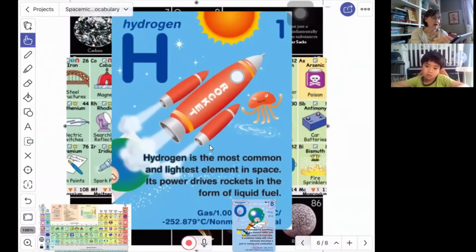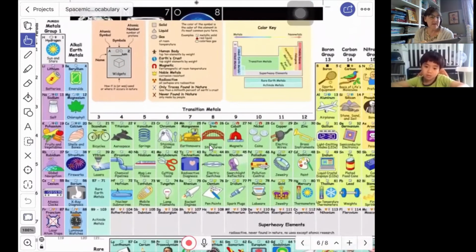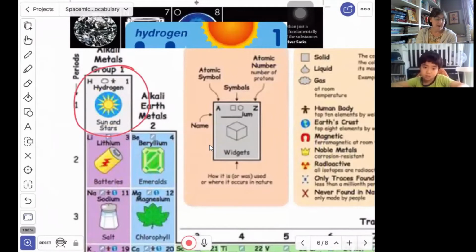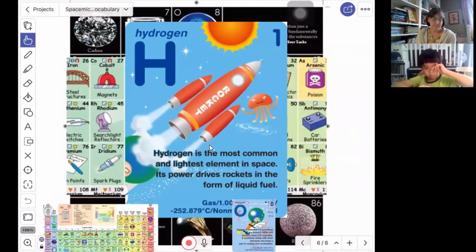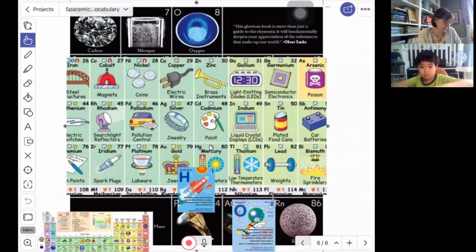This one is hydrogen. Hydrogen is number 1. So if we look at this, hydrogen is going to be right over here, number 1. And why is that not setting? Okay. Hydrogen is the most common and lightest element in space, and it has incredible power. It has the power to drive a rocket. So hydrogen is really, really powerful.